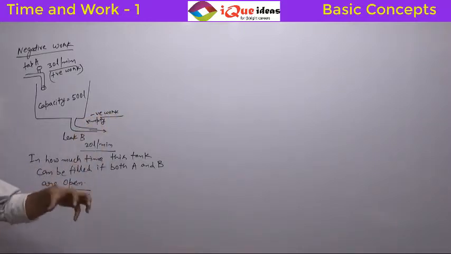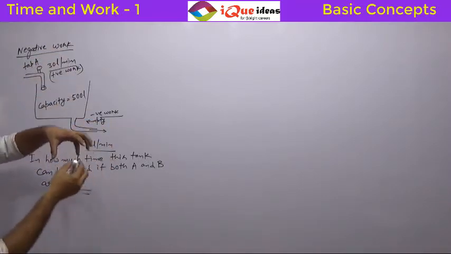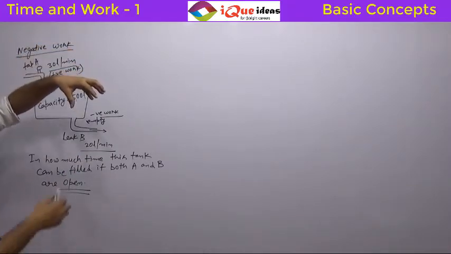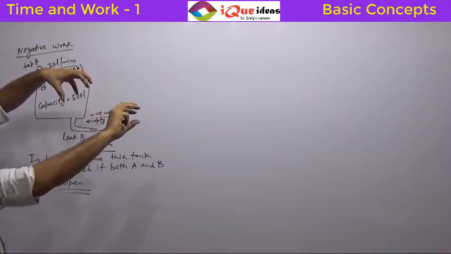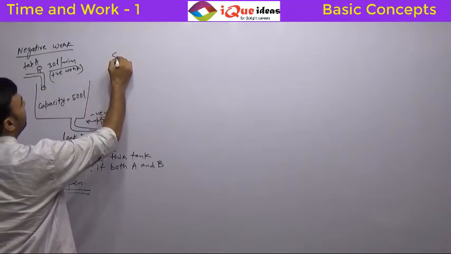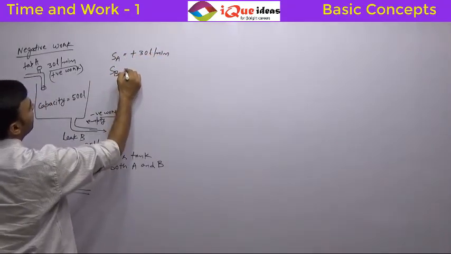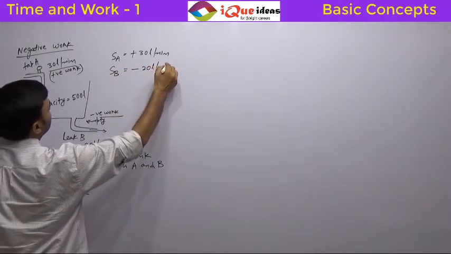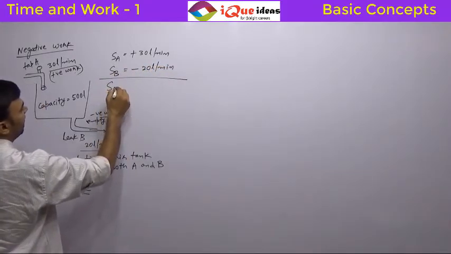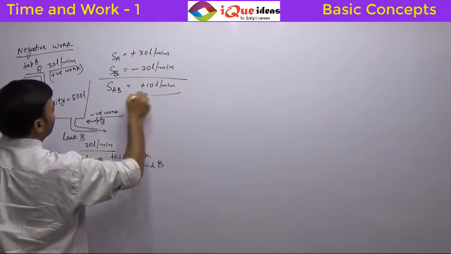In every 1 minute, what will happen? The filler will send 30 liters of water in and the leakage will take out 20 liters of water. So effectively, what will be the net input in 1 minute? It will be 30 minus 20, that is 10 liters per minute. So here we can say speed of A is plus 30 liters per minute and speed of B is minus 20 liters per minute. That means the combined speed of A and B will be 30 minus 20, that is plus 10 liters per minute. That means the tank can be filled.